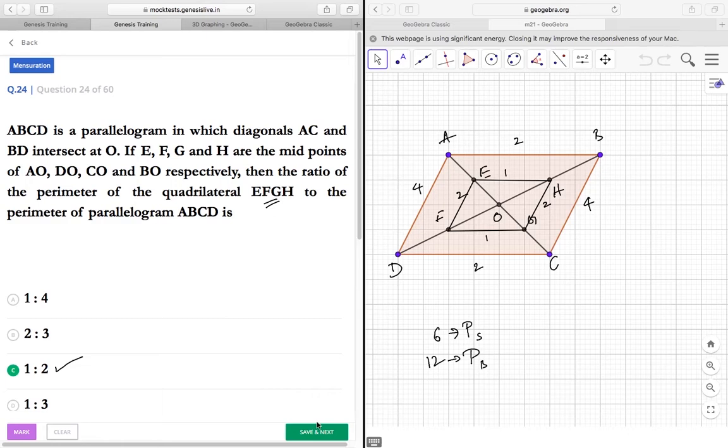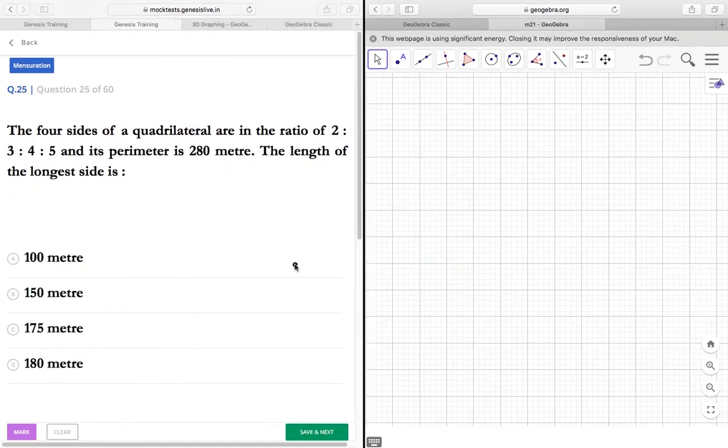Easy? This is a very easy question actually. 25th, straightforward question. The 4 sides of a quadrilateral are in the ratio 2:3:4:5. Perimeter is given as 280. Find the length of the longest side. So let me add the parts. 5 plus 4 is 9, plus 3 is 12, plus 2 is 14.